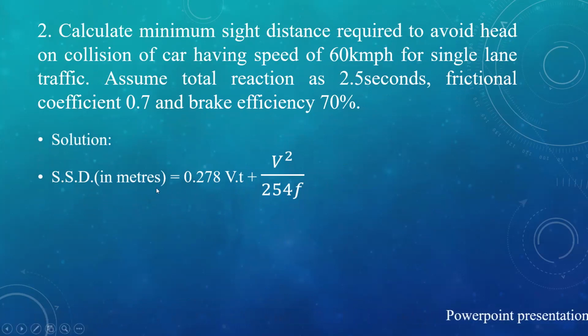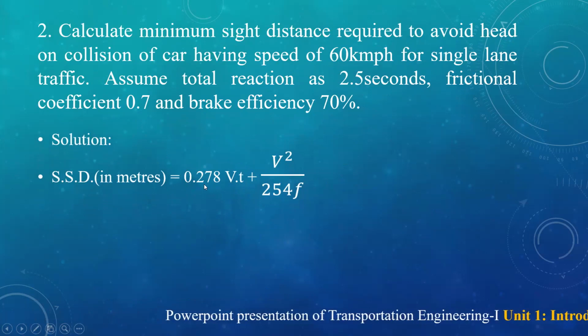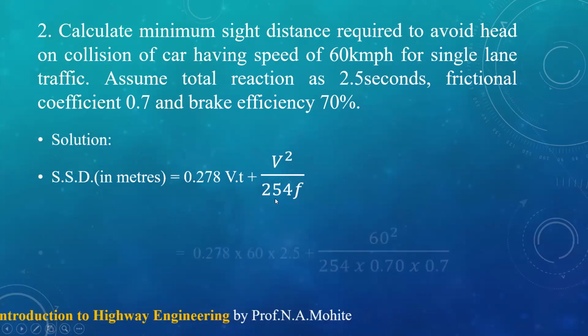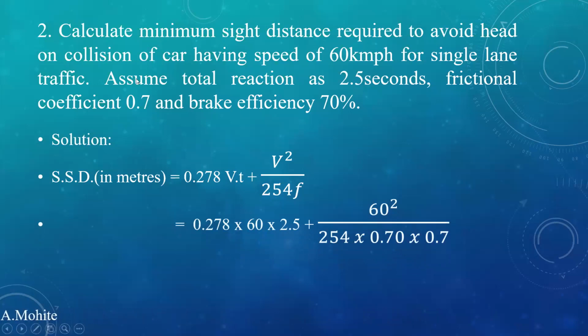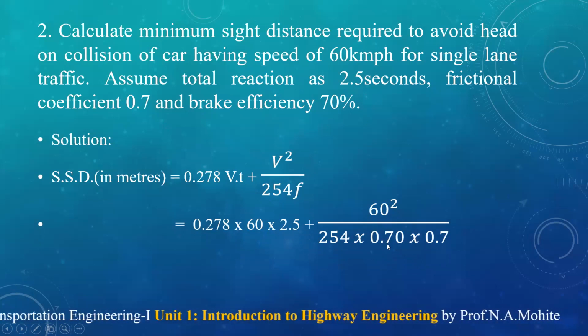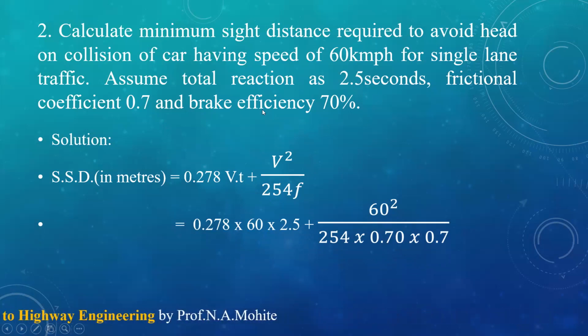So SSD in meters, the formula is given as 0.278 into V into T plus V squared divided by 254 into F. So just substitute those values. So the design speed is 60 kmph, the reaction time is given as 2.5 seconds. And now the brake efficiency is given as 70%.